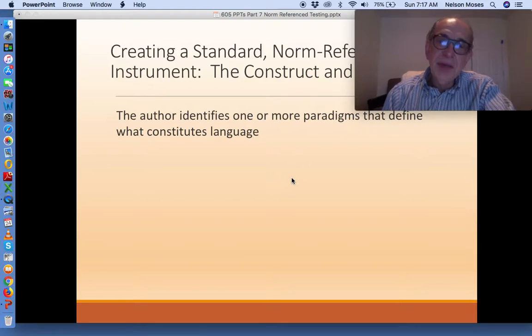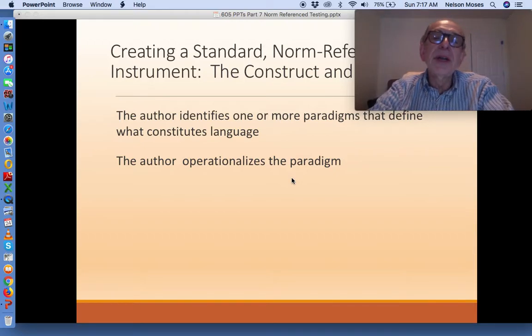So the author has to identify one or more paradigms that define what constitutes language, and then the author has to operationalize the paradigm. That is, once the author selects an approach or a point of view about language and what the author wants to assess with this instrument, the author has to figure out, well, what am I going to do to extract that information from the client, that behavior that's going to give me the information, and how am I going to measure it? How am I going to make it observable and measurable?